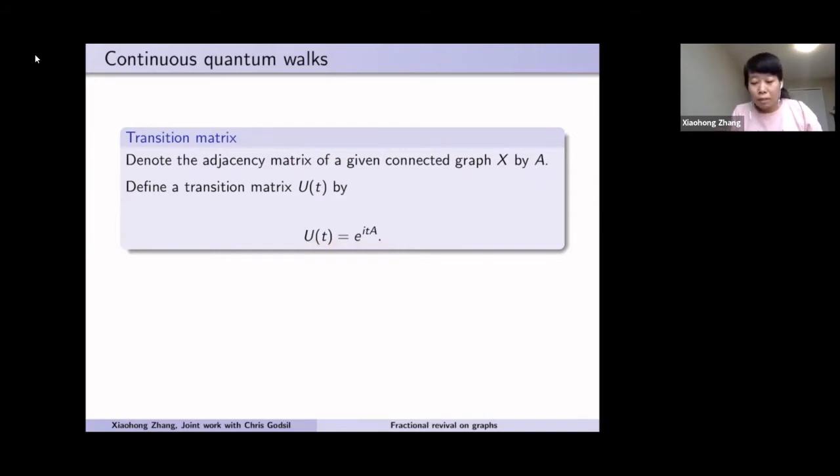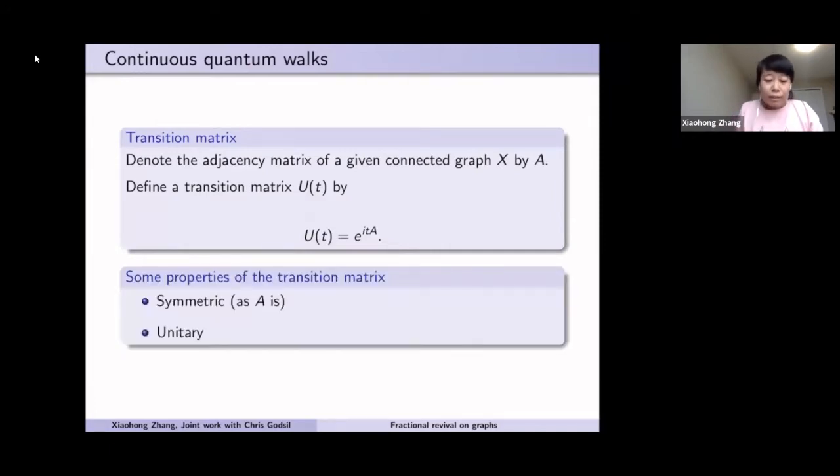First, for this talk, we are only considering undirected graphs. So the adjacency matrix A is undirected, therefore it is symmetric. Therefore, this transition matrix is symmetric. Secondly, this matrix is unitary. We can check this property by just checking this matrix product is the identity matrix.